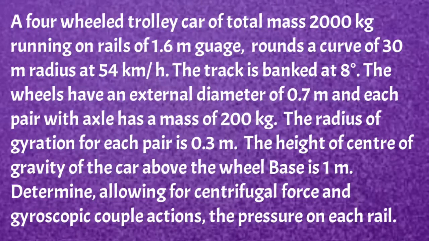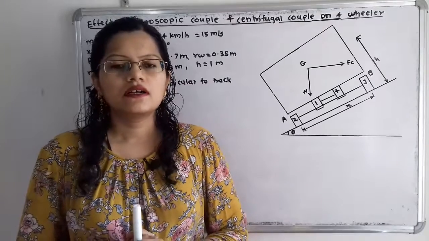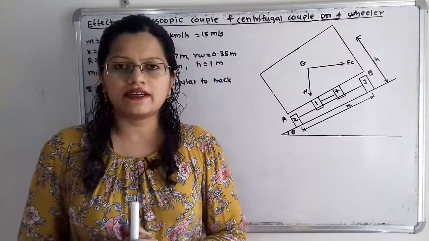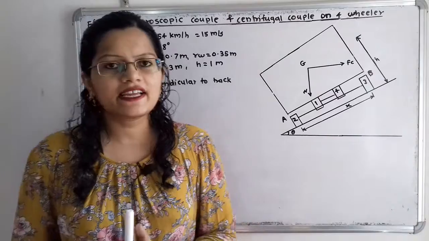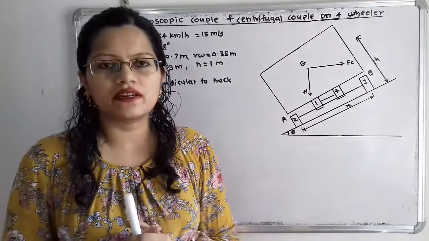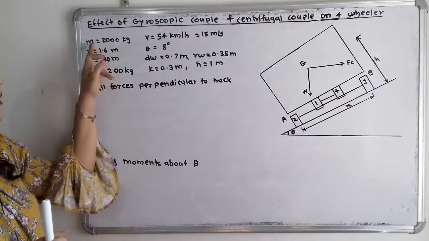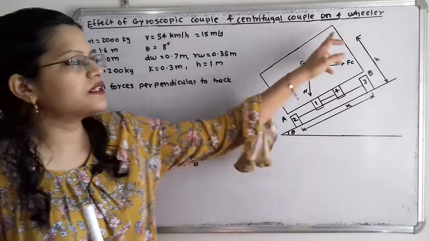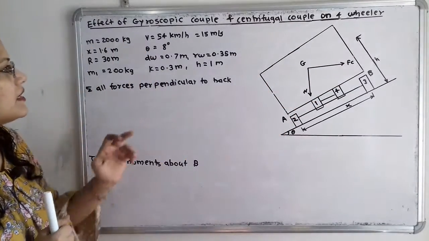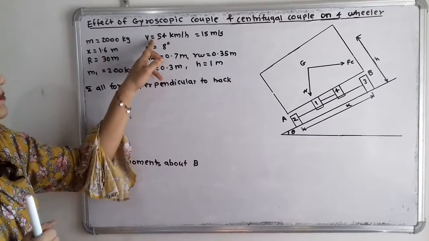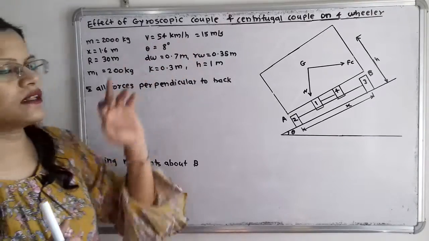So this was the given question. Let us first understand the given data with the help of a diagram. So we will take here the front view of this four-wheeler. Now it is given that mass m, that is the mass of this vehicle, is equal to 2000 kg. Then it is moving with a speed of 54 km per hour.